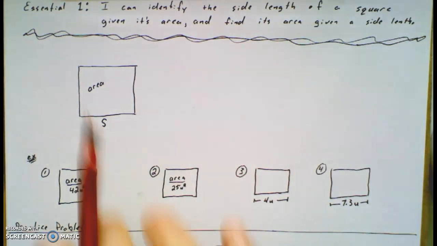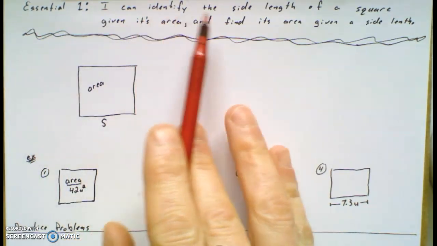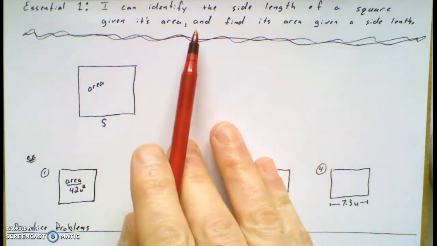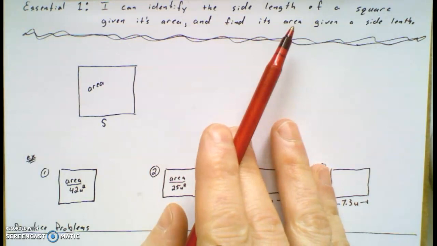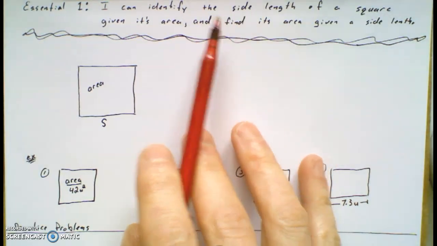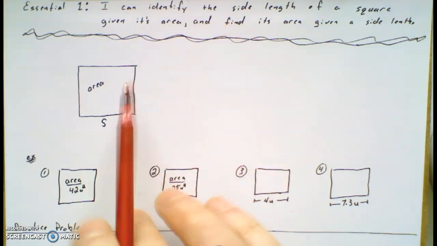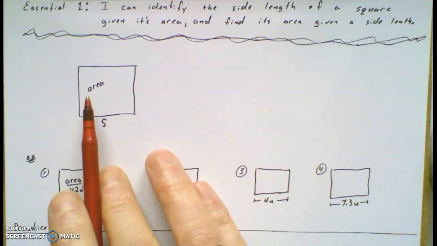Okay, so this is the first essential for this week, Essential 1. I can identify the side lengths of a square given its area. And then the other side of this is also I can find the area given its side lengths. So in other words, we can go back and forth between the area of a square and the side lengths of a square.